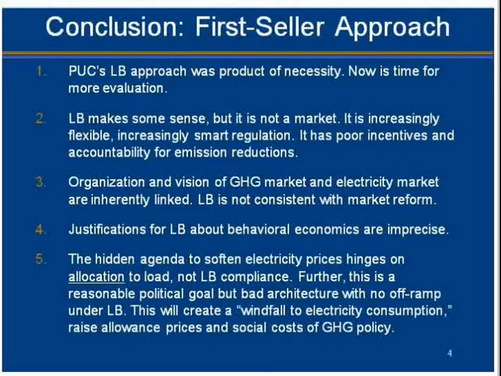My feeling, as I already indicated, is that at least in the long run, softening the change in electricity prices is a reasonable political goal, but it's bad architecture from an efficiency standpoint. The load-based approach offers no off-ramp for how to undo this and let electricity prices in the future rise to reflect the scarcity value of carbon. So I would argue that this creates a windfall to electricity consumption that you're not going to see in natural gas consumption or road transportation or other ways we use carbon in the economy. It's going to cause allowance prices to rise and raise the social cost of greenhouse gas policy. So I'm concerned about putting in place an architecture that permanently softens the blow for electricity consumption.